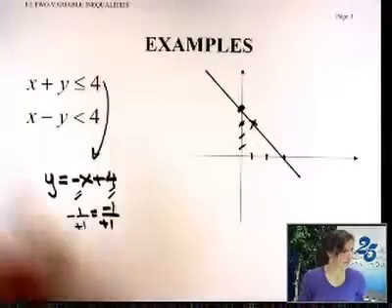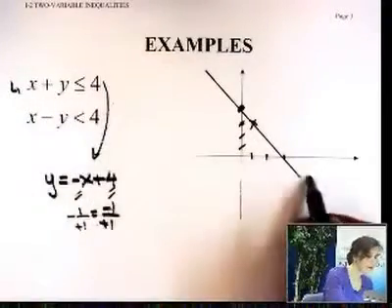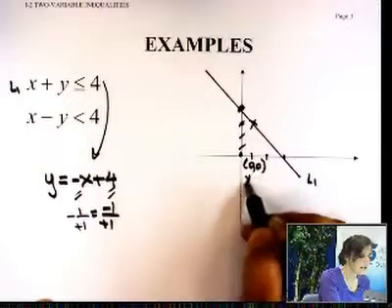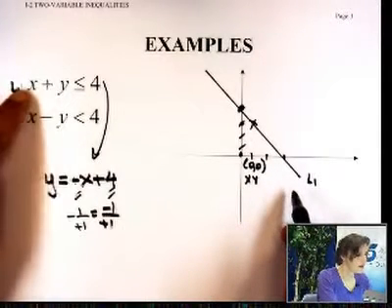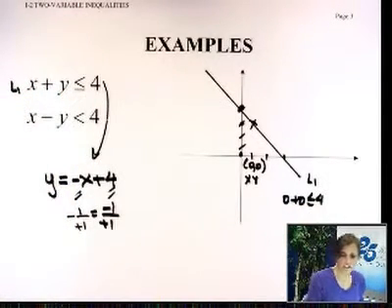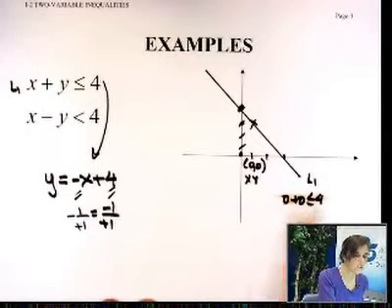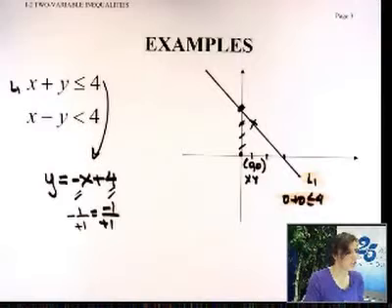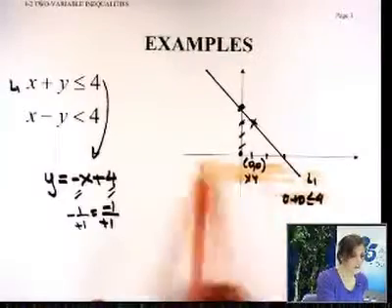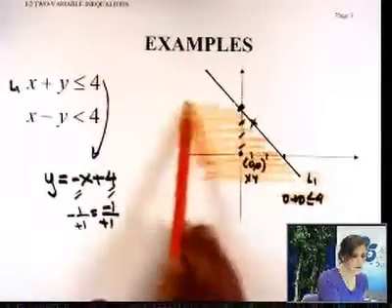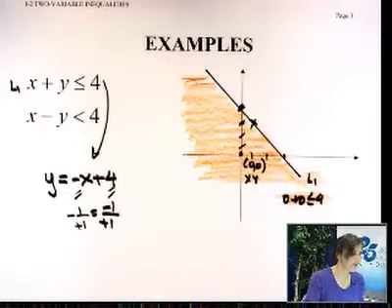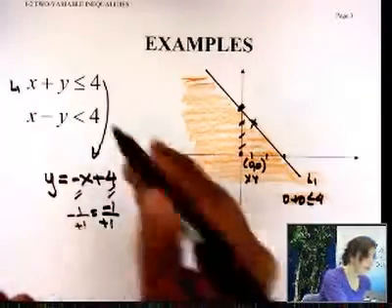Now I'm going to do the shading for this line. Here's L1. Now I'm going to take a test point of 0, 0. That's x, y. Now I'm going to test. So 0 plus 0, is that less than or equal to 4? Yes, it is. So what am I going to do? This one, the L1 test, is the orange. So it's less than or equal to 4, so it has to contain this point. Here's my region. Very good.